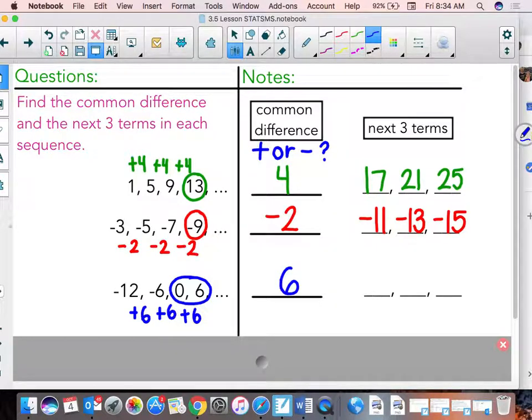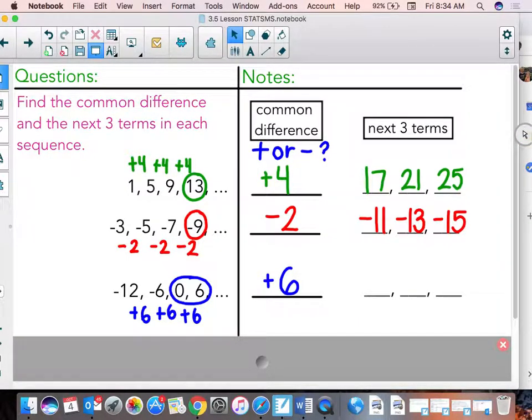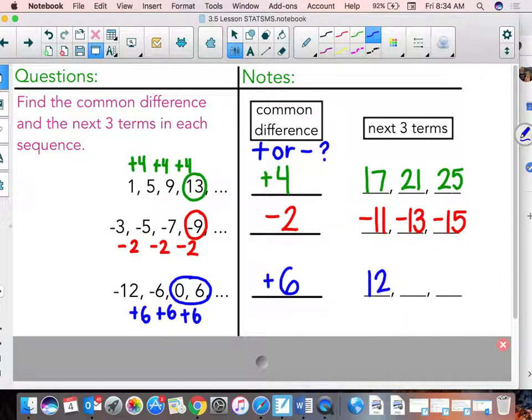You can put a plus there in front, but you don't need to. Like on the first one, we just wrote a 4. You can write plus 4 if you want. You can write plus 6 if you want, or you can just write the positive. All right, so ending with 6 in our sequence, let's add 6 more, and I end up with 12. Add 6 more and I have 18. Add 6 more and I have 24.